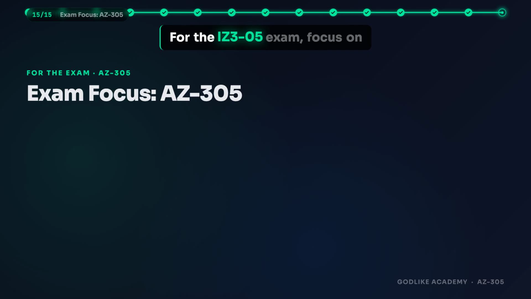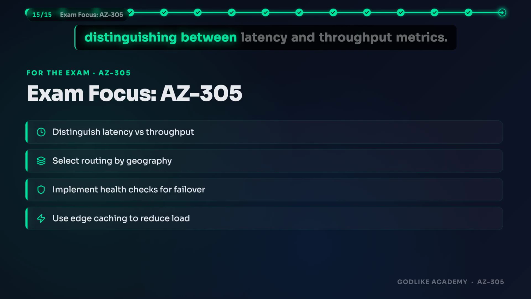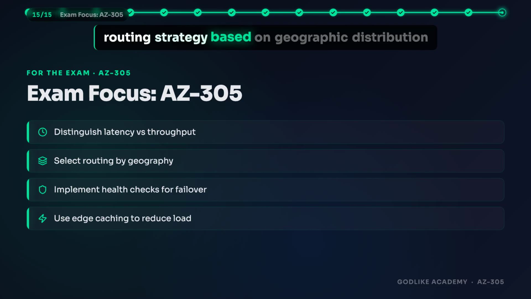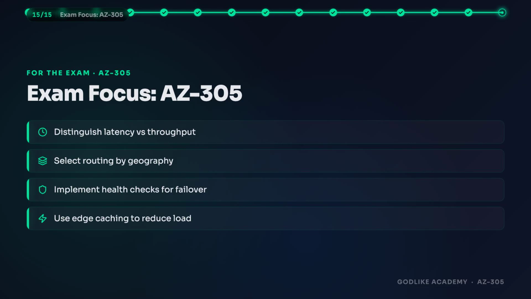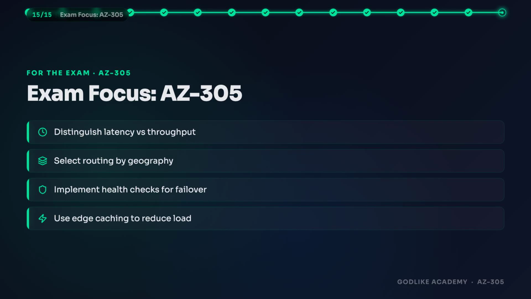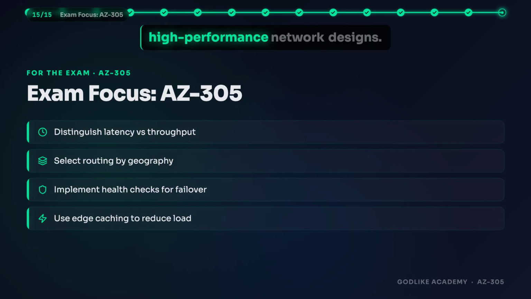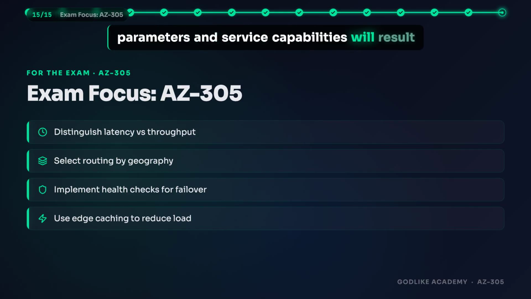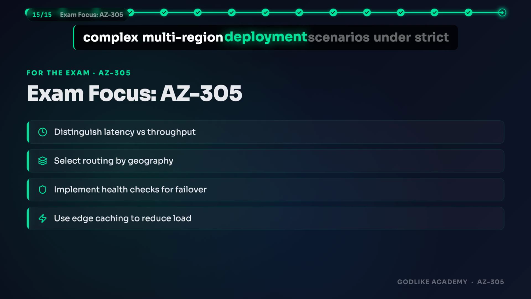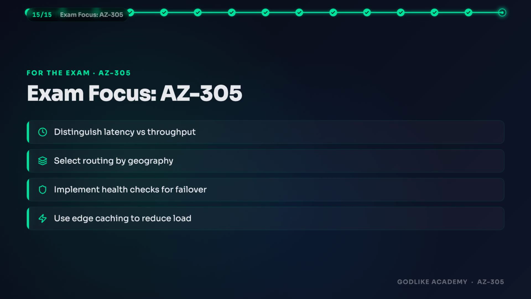For the AZ-305 exam, focus on distinguishing between latency and throughput metrics. Be prepared to choose the right routing strategy based on geographic distribution requirements. Remember that health checks are essential for automated failover, and always consider edge caching to reduce origin load. Practice identifying the best solution for high-performance network designs. Failing to memorize specific CLI parameters and service capabilities will result in incorrect architecture selections when evaluating complex multi-region deployment scenarios under strict time constraints.